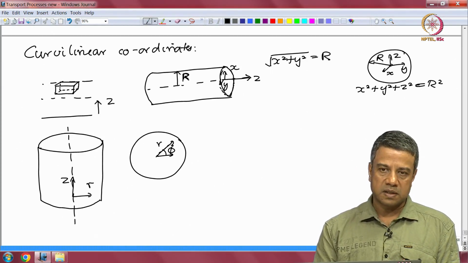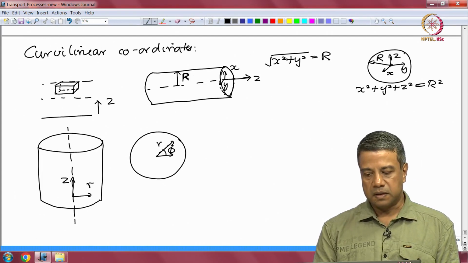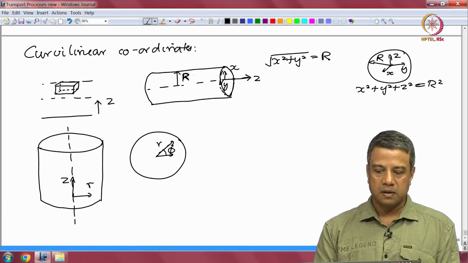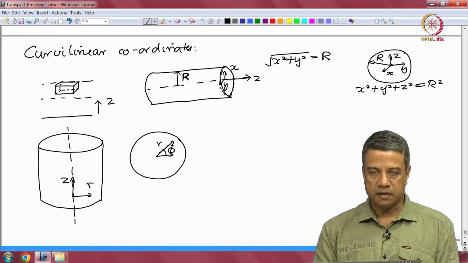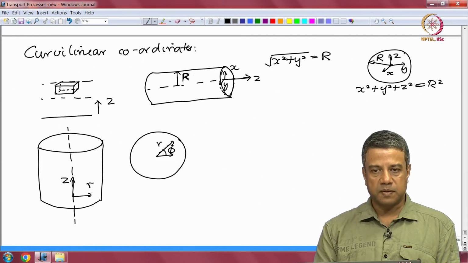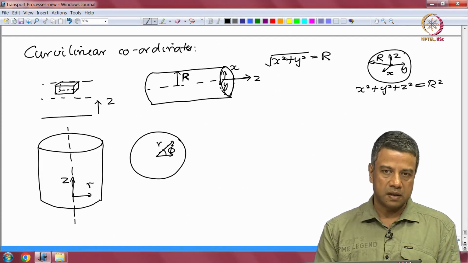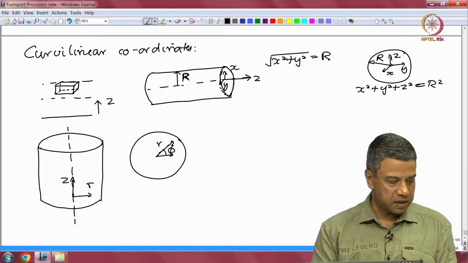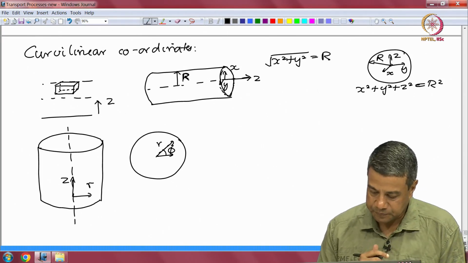In the balance equations that we will derive here for unidirectional transport, we will assume that there is no variation in the phi direction, and the temperature or the velocity depends only upon the radial direction. It does not depend upon the phi direction. So, that is the assumption.